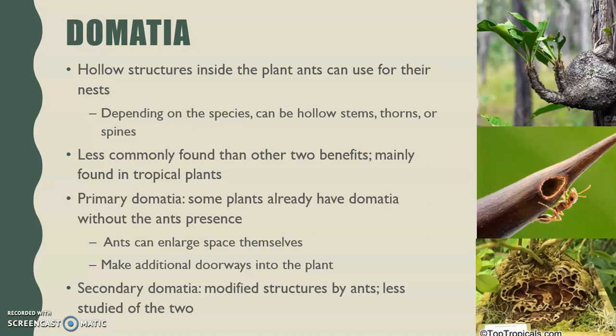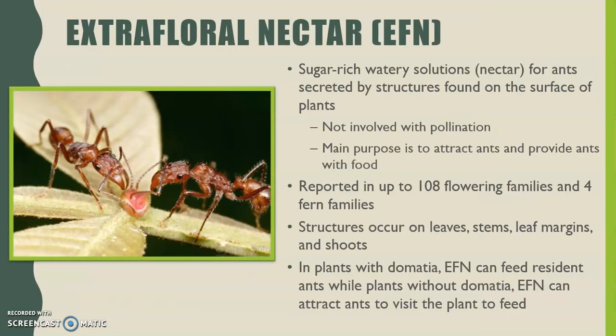The first one is called primary domatia, and this is domatia that's already in the plant when it forms. The ants are not there already in the plant, but it has already made its domatia and is just waiting on its ant symbiote. The ants can enlarge the space themselves, and they can also make additional doorways in the domatia. The second type is called secondary domatia, and these are modified structures by the ants. So the ants create the domatia, and these are considered distinct organs on the plants, such as leaf pouches. The secondary domatia is also the less studied of the two.